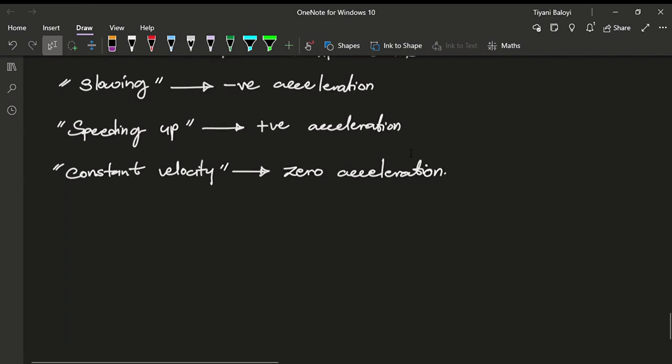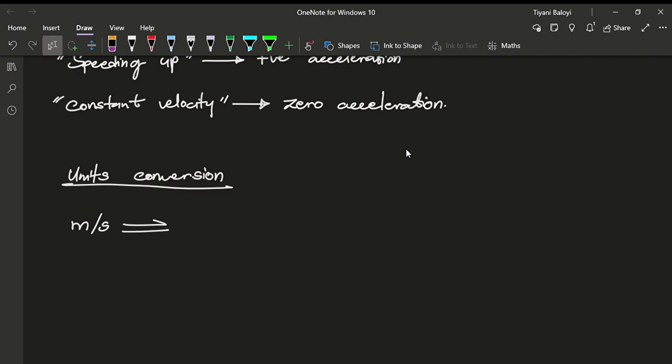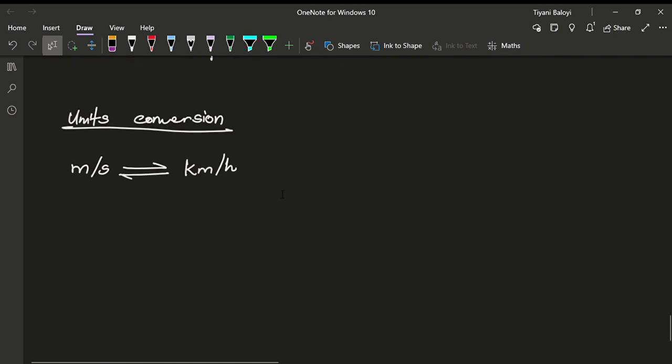So let's also look at units conversion. Let's say we want to convert meters per second to kilometers per hour, or kilometers per hour back to meters per second, right? So how do we do it? For example, if we want to move from meters per second to kilometers per hour, here we have meters over second, let's multiply by what?